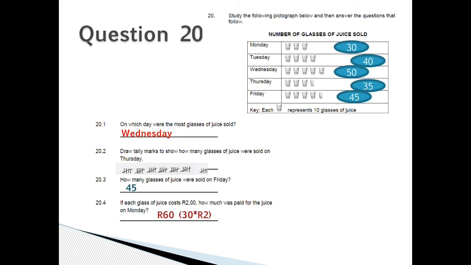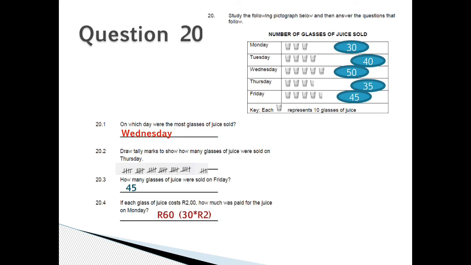Draw tally marks to show how many glasses of juice were sold on Thursday. So a tally mark is made up of lines, 4 that go down and 1 that goes across, to make a group of 5. So we will have 7 of these because there are 35 on the Thursday.